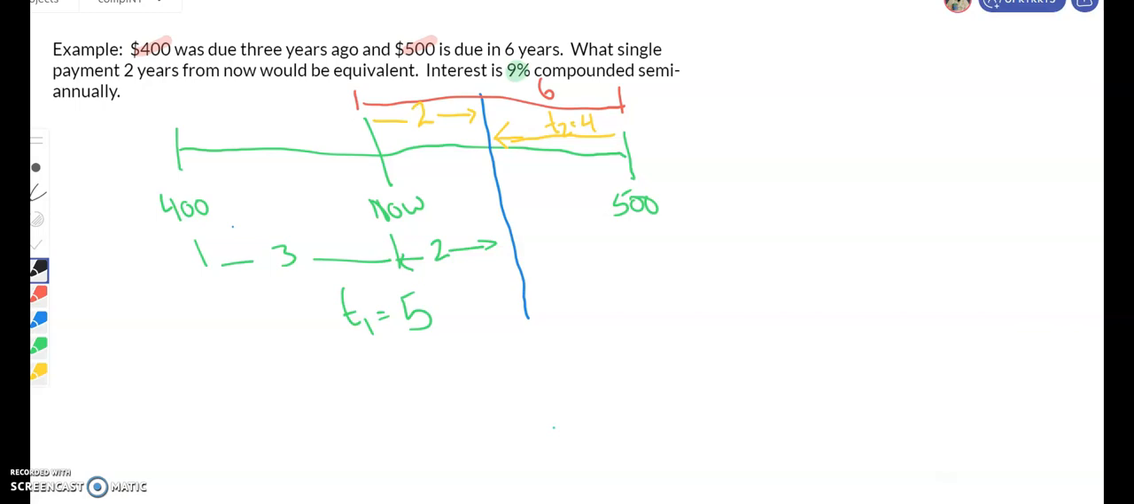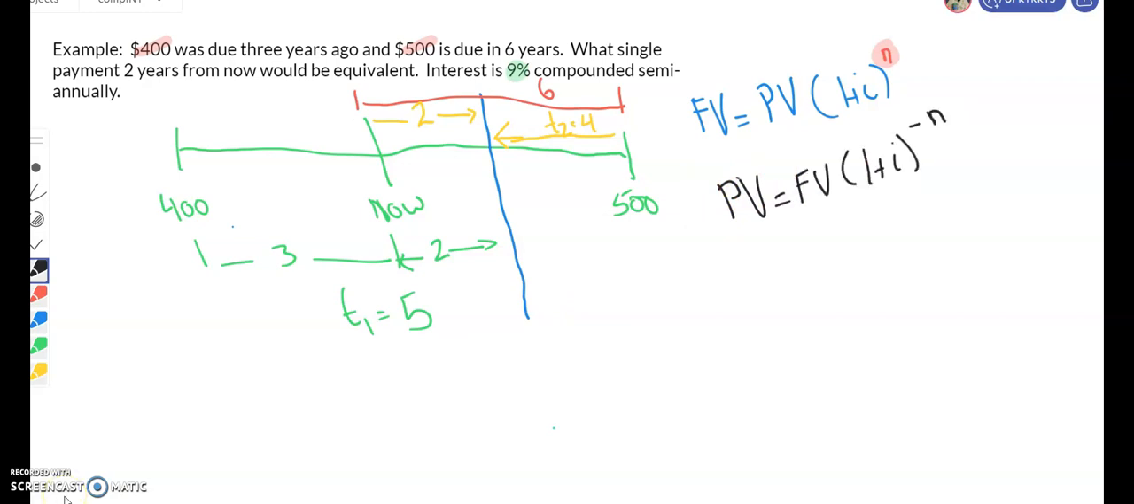Now our two big equations are for FV and for PV. So FV is equal to PV times (1 plus I) to the power of N, where I is the periodic interest, which we'll talk about in a moment, and N is the number of cycles. Notice N is the number of cycles. It's not the time. It's related, but it's not the same thing. Our other equation is PV equals FV times (1 plus I) to the power of negative N. It's a negative because we're going back in time.